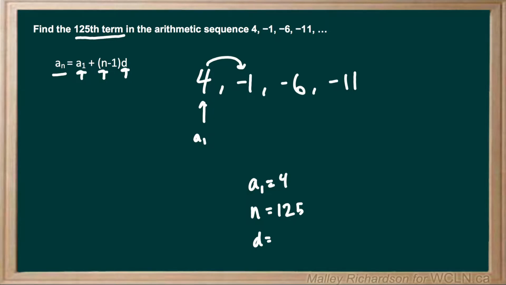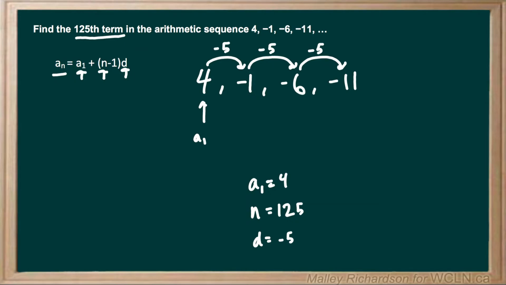So to get from 4 to -1, what do we have to add? Well, as we can see, we are going backwards. 4 to -1 is a decrease in number, so therefore we have to subtract a number. To get from 4 to -1, we want to subtract 5. To get from -1 to -6, we also want to subtract 5. And to get from -6 to -11, we also need to subtract 5. So therefore our common difference d is -5.